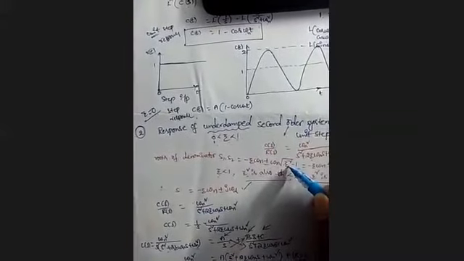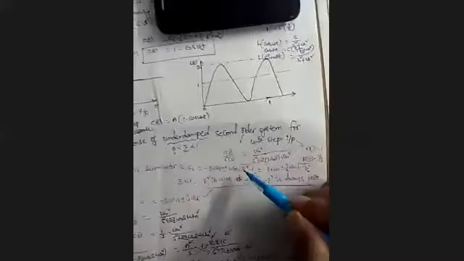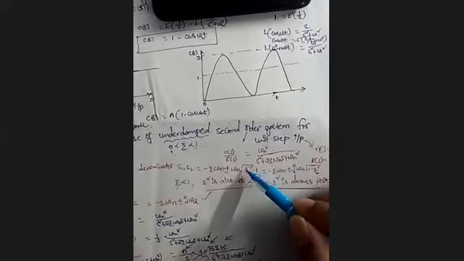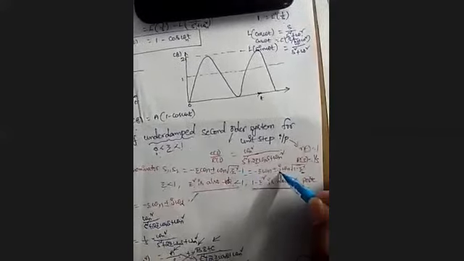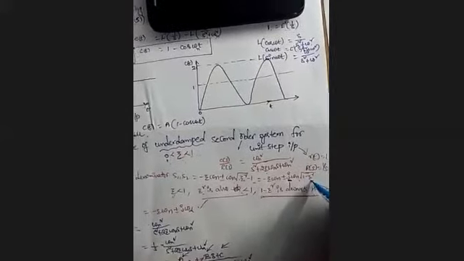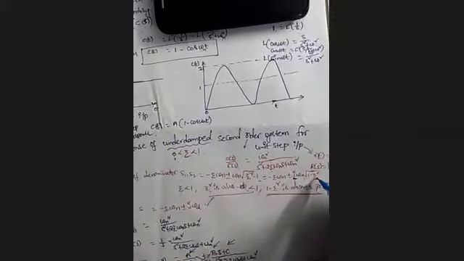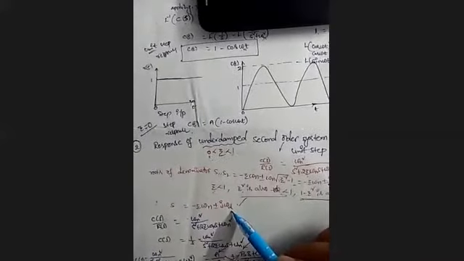So s1, s2 equal to minus zeta omega n plus or minus omega n square root of zeta square minus 1. It can be simplified further. Here minus 1 is common, so minus 1 into 1 minus zeta square. The root of minus 1 is nothing but the complex operator j. So j into omega n into square root of 1 minus zeta square. Omega n into square root of 1 minus zeta square can be written as omega d, which is the damped frequency of oscillation.